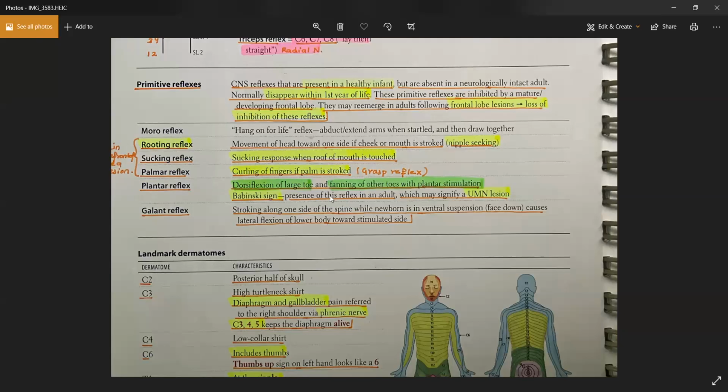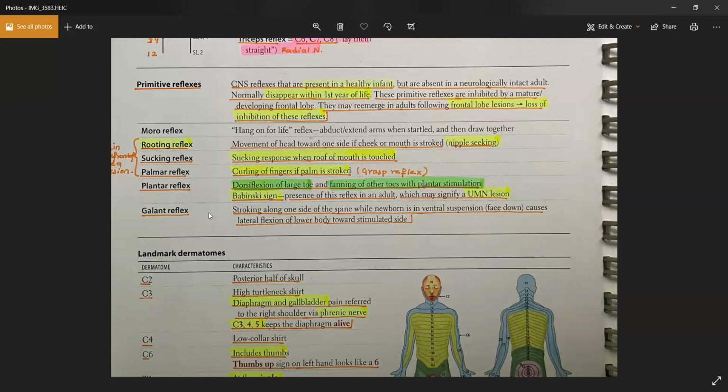This happens whenever you have an upper motor neuron lesion. You will have the fanning of the toes and the dorsiflexion of the large toe. Dorsiflexion, or I can say the extension of the large toe, and the fanning of the other toes whenever the plantar side is stimulated. So this is the Babinski sign that you will see in upper motor neuron lesions. This is the most important one. You can forget every one of these reflexes, but you must remember the plantar reflex.